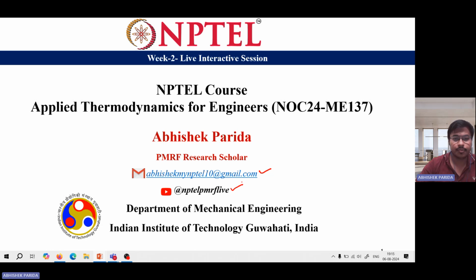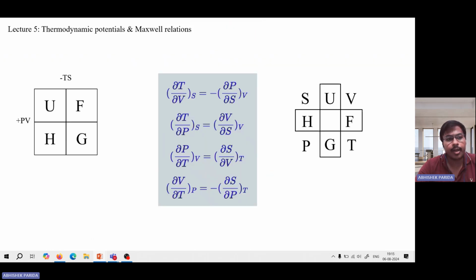So let's start for this week. In this week, we have covered lectures number 5, 6, and 7, in which we'll be covering the different types of Maxwell relations and also other equations like the Clausius-Clapeyron equation and the Joule-Thomson coefficient.